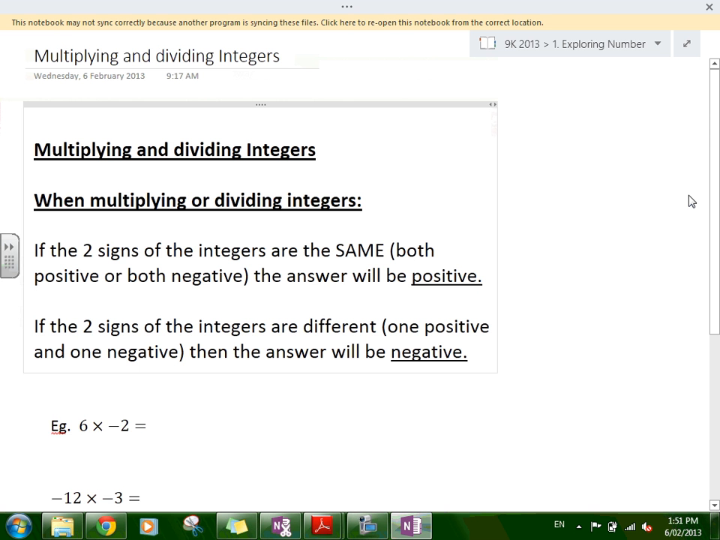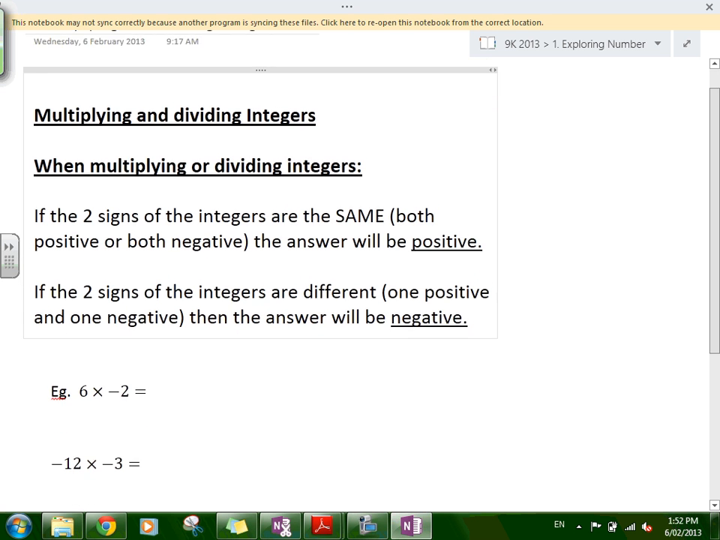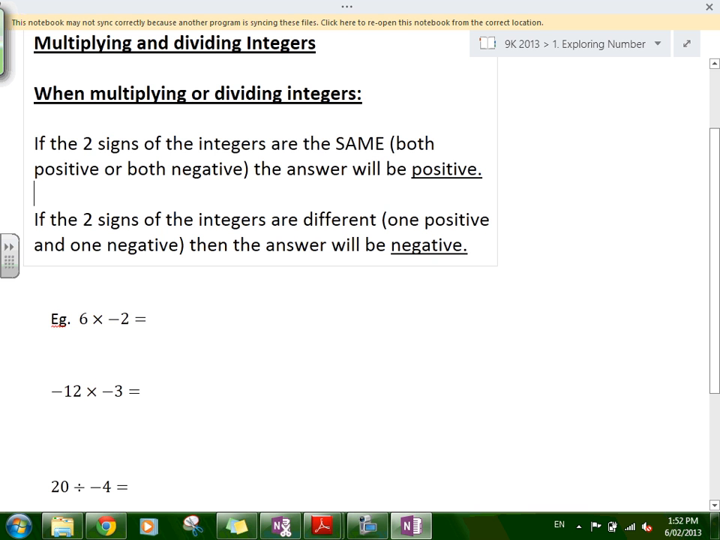So if we have a look at these examples, write examples in your book, please. Write the first one down. 6 times minus 2. So an integer just means a whole number.